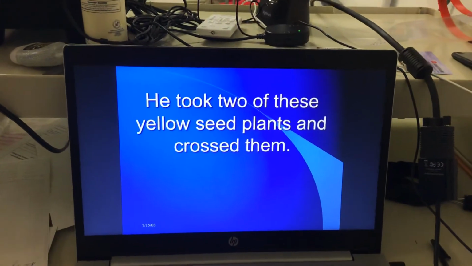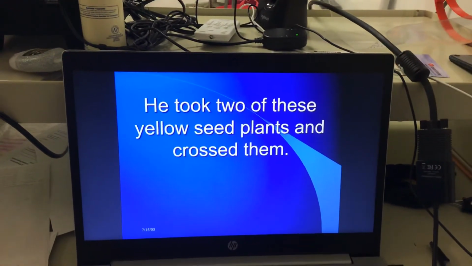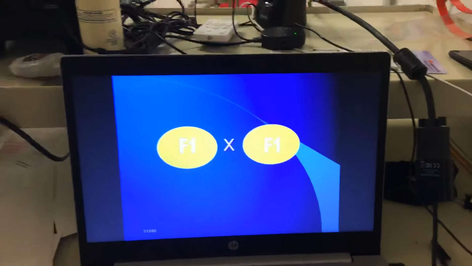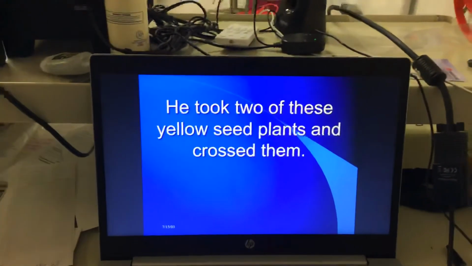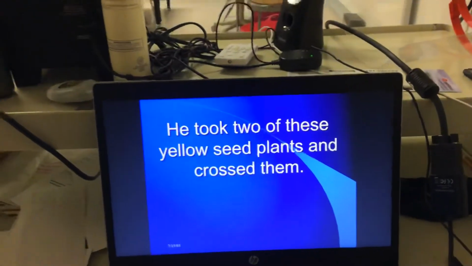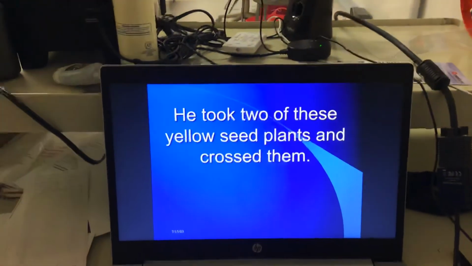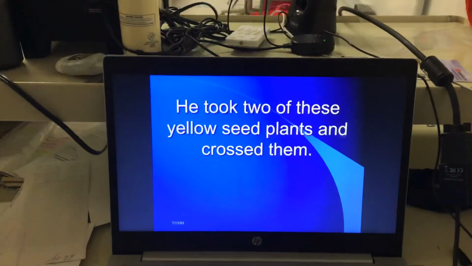Then, go ahead and write this down. He took 2 of these yellow seeds and he crossed them. So we had a yellow have babies with a yellow. What do you think he got?